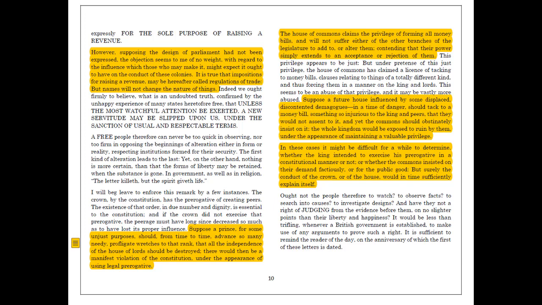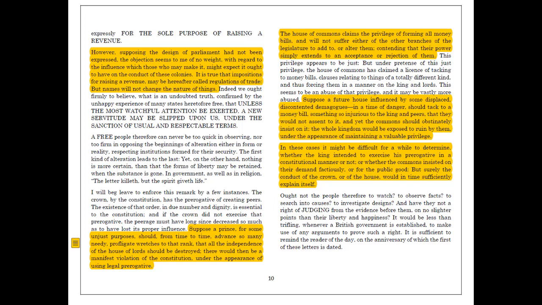But surely the conduct of the Crown or of the House would in time sufficiently explain itself. So think now of Locke's final paragraphs and the way he turns himself into a pretzel trying to decide who shall judge whether the king acts contrary to their trust. And he goes back and forth between the individual and the collective. Watch Dickinson's, or read Dickinson's, final paragraph here on 10.